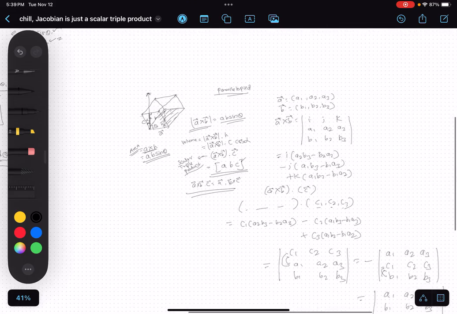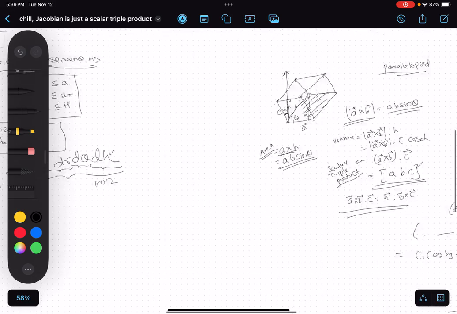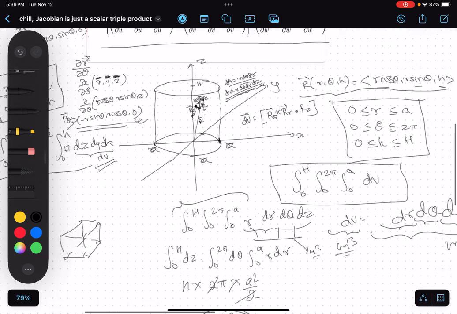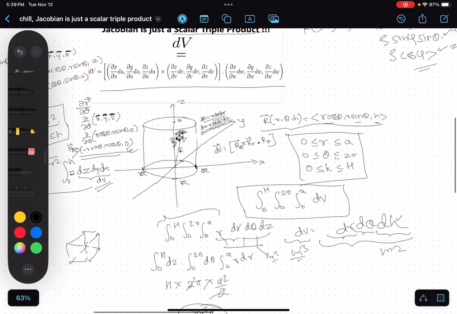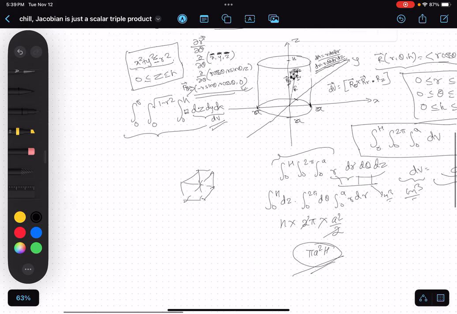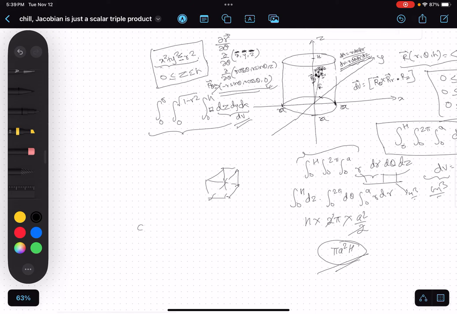Now, over here, we wanted to find out the change in the volume. We knew that it's just the scalar triple product of change in r due to theta, change in r due to r, and change in r due to z, right? I'm not writing this cross product; you can write it if you want to, but you know that it's a triple product.